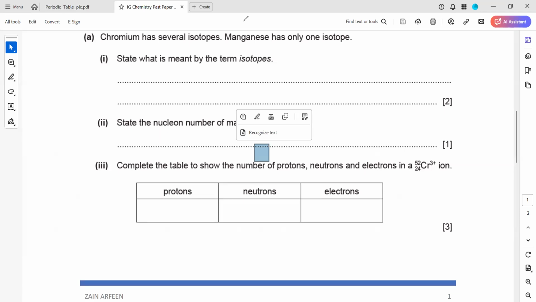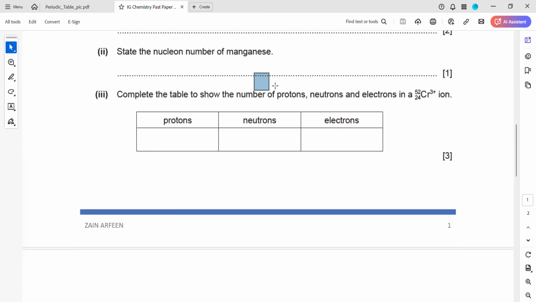Then complete the table to show the number of protons, neutrons, and electrons in a chromium ion. They give you the proton number and the nucleon number. How many protons are there in this chromium? 24. So this number represents the number of protons, 24. Then for the neutron number, you subtract 52 minus 24. What's the answer? It will be 28. But the ion is positive, so it has lost 3 electrons. 24 minus 3, so there will be 21 electrons.